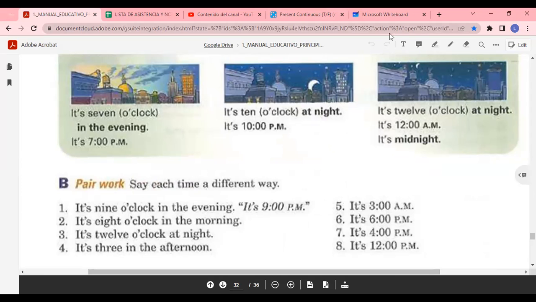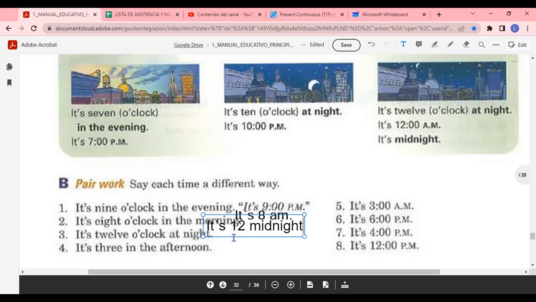Oh, this one is in this way that you say, for example, it's 9 o'clock in the evening, it would be it's 9 p.m., right? It's 8 o'clock in the morning. Another way to say it would be? It's 8 a.m. Exactly. Very good. What about it's 12 o'clock at night? It's midnight. It's 12 midnight. Excellent.